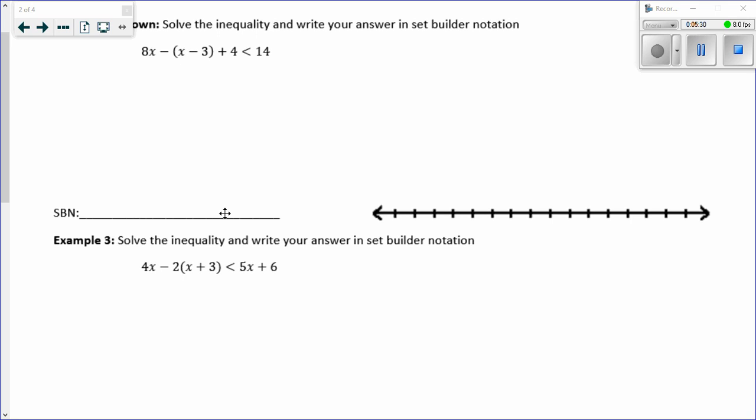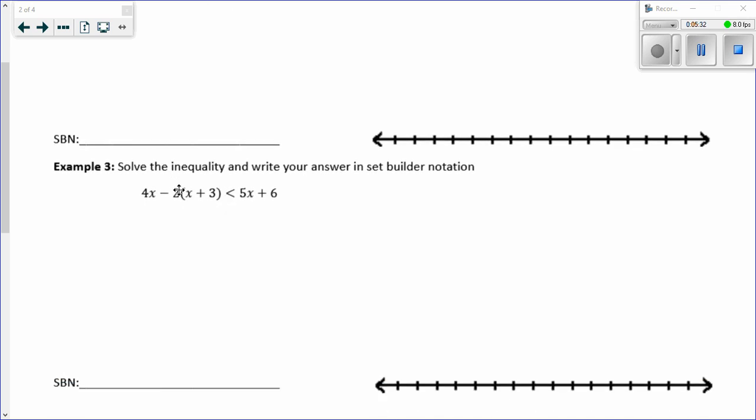Alright, our next example, same thing, multi-step equation. This one just has variables on both sides. But we're still going to treat it just like a multi-step equation. First thing I'm going to do is distribute this -2. Okay? So I have 4x minus 2x minus 6 is less than 5x plus 6. Now I'm going to combine my like terms of the x's, and I get 2x minus 6 is less than 5x plus 6. Now I'm going to subtract 2x from both sides.